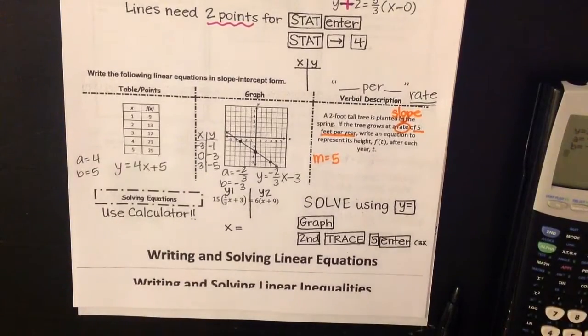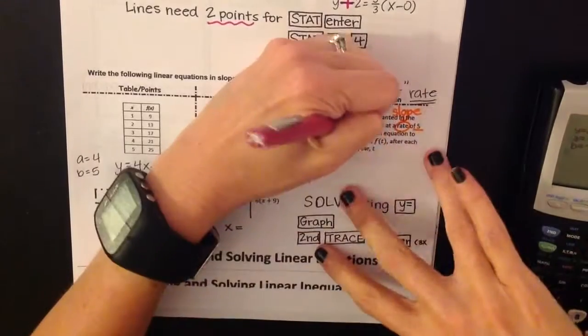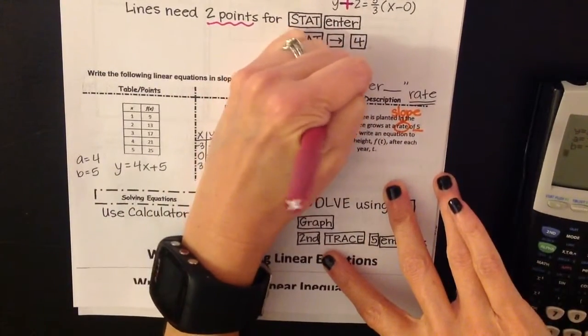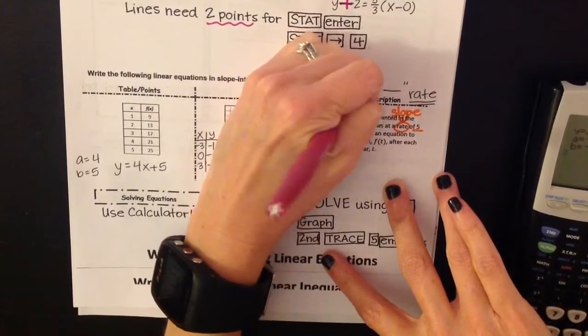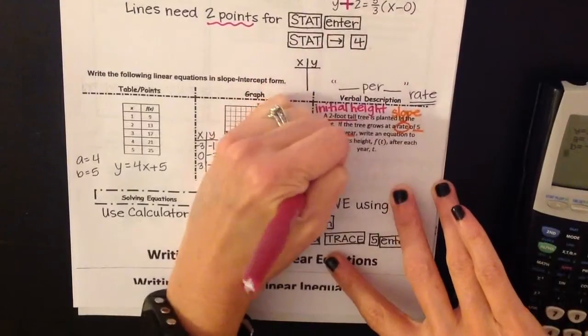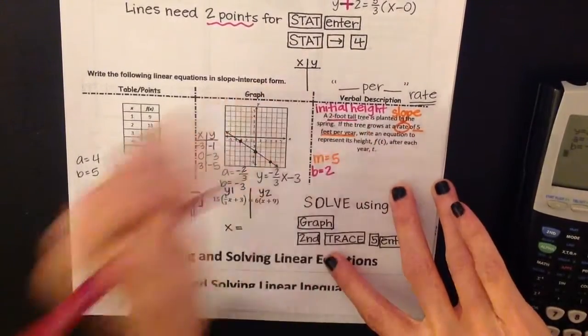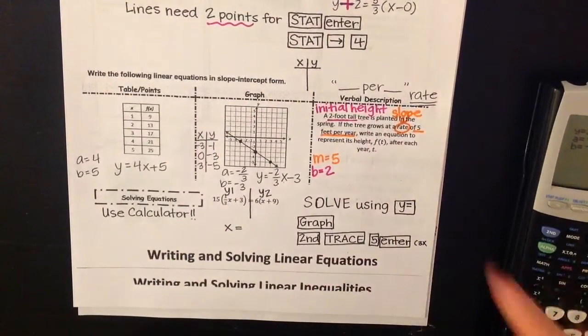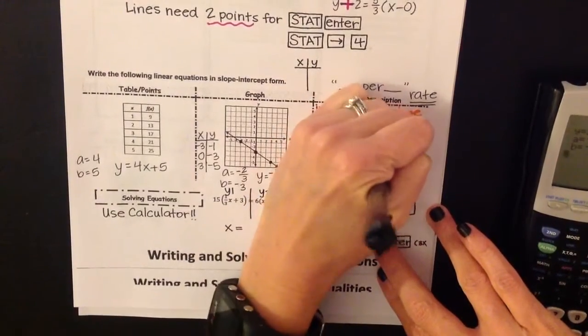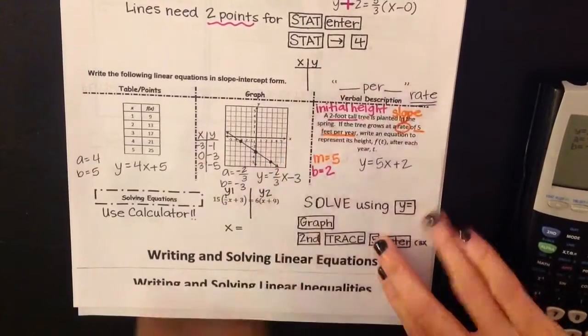All right, so now I'm looking for, do I know what it started at? Do I know its initial value? Yes, it started at 2 foot tall. So that's your initial height. That's your y-intercept. So your B is 2, and it's a positive 2 because 2 feet is positive. So if I put that together in y equals mx plus b, it's going to be y equals 5x plus 2.